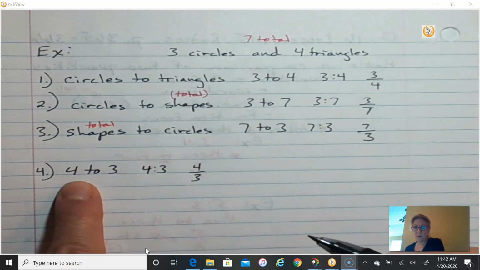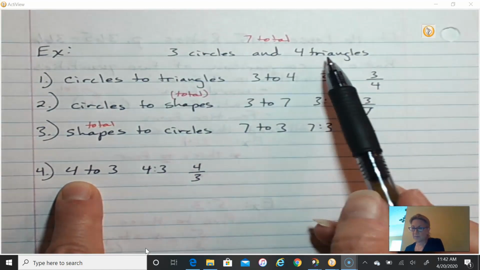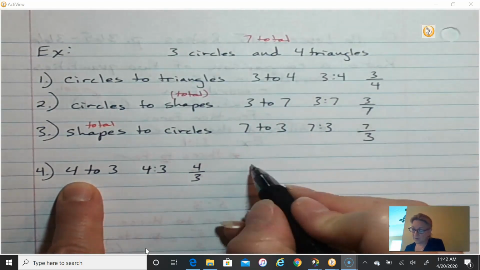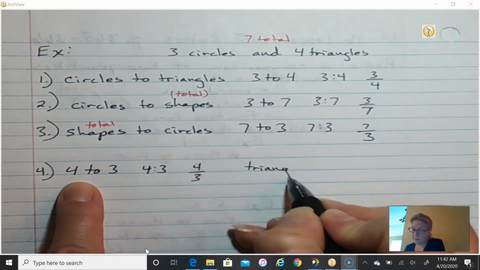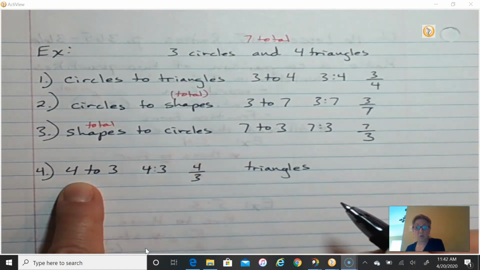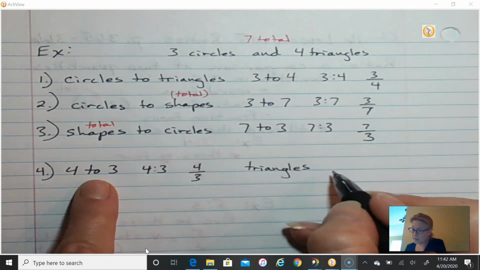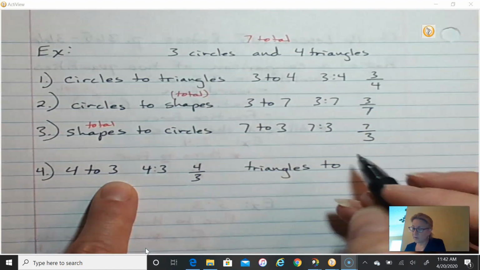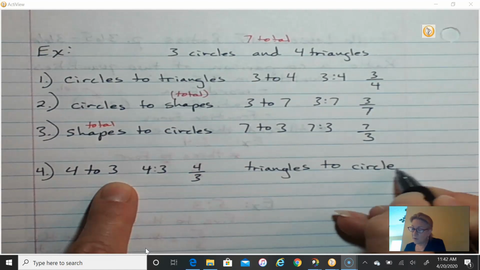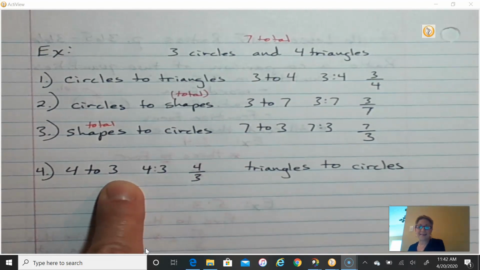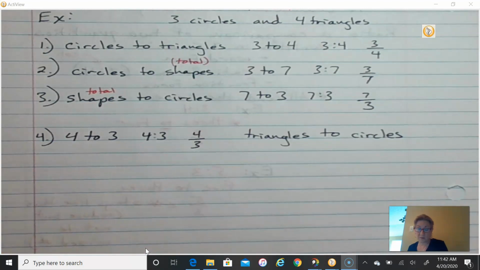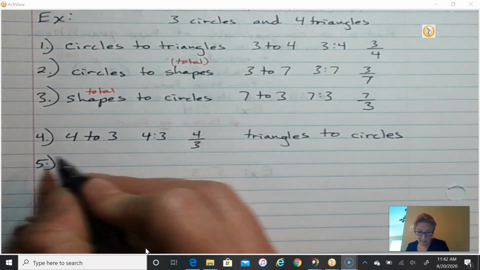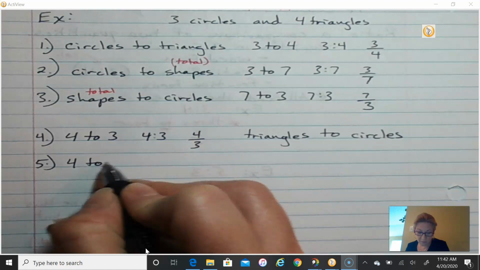So if they said 4, what are we talking about up here? That's right, they're talking about triangles. So I'd write triangles. They're wanting you to write it in words. To, what's the 3? Circles. So if you have this for homework, you may want to come back to this example so you know what to do, okay? Let's say this time they give us 4 to 7.